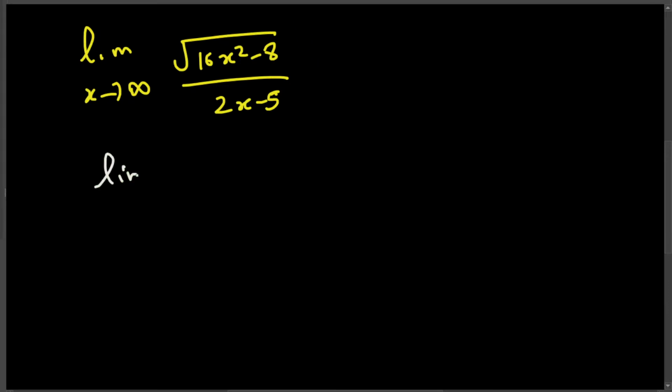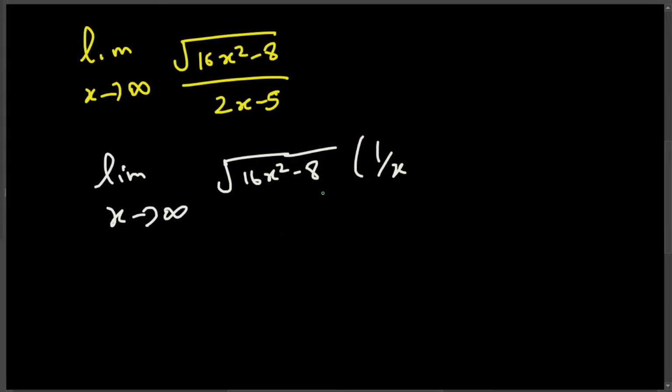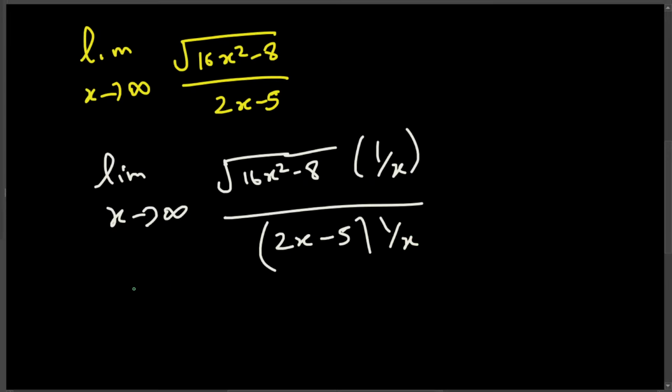So this is going to be limit x approaches infinity, and we multiply the numerator and the denominator by 1 over x, 2x minus 5 times 1 over x. Okay, now let's go ahead and simplify this one. Limit x approaches infinity, and here you can see, if we have 1 over x outside, we cannot do anything with this function. So what we can do is bring this one inside of this square root. If I bring the 1 over x inside of the square root, that's going to be 1 over x squared.